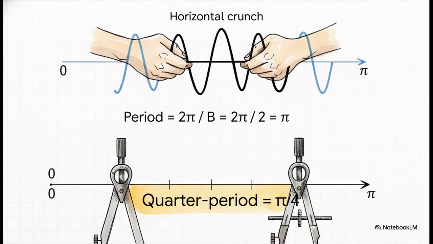Step 3, this is where we find our key points on the x-axis. First, let's find the period. The formula is 2 pi divided by b. Since b is 2, our period is 2 pi over 2, which is just pi. Now here's the secret to making this easy. A sine wave has 4 distinct parts. So we divide our total period of pi into 4 equal chunks. That gives us what we call a quarter period of pi over 4. This is our magic number.